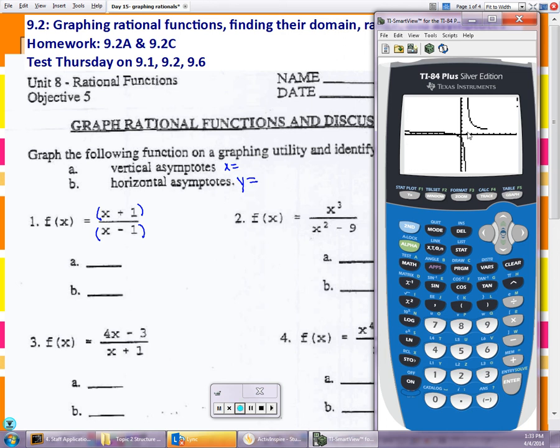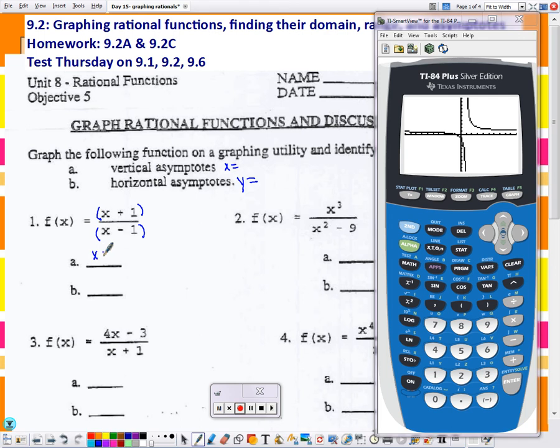Now, depending on how old your calculator is, you may see some lines here, and that's normal depending on the operating system. What I notice is that I seem to have a vertical asymptote. My graph seems to be trending towards the vertical line x equals 1. And horizontally, I seem to be trending towards the line y equals 1.